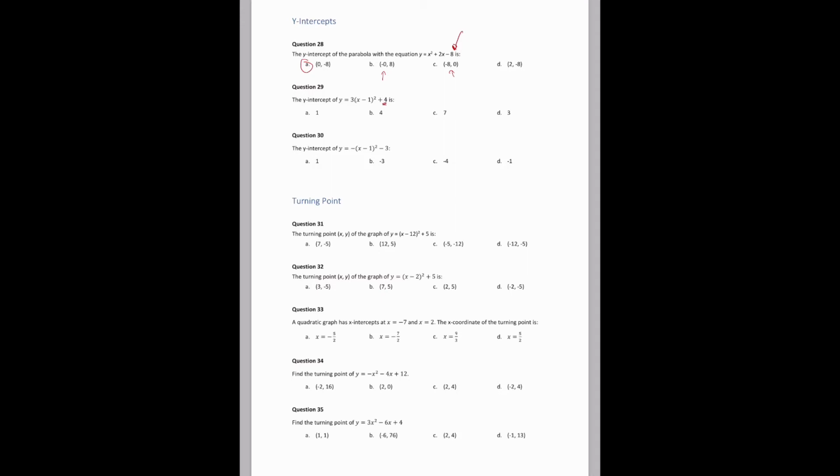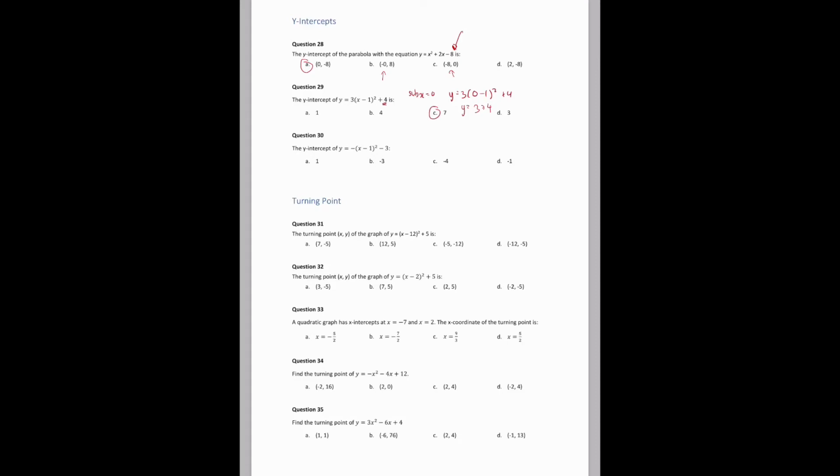So to find out your y-intercept, we sub in x = 0, okay? If you do this, it will be y = 3(0 - 1)² + 4. 0 minus 1 is -1, and -1 squared is equal to +1. So y = 3 times 1 is 3, plus 4 is therefore equal to 7. So therefore, this is going to be our y-intercept value.